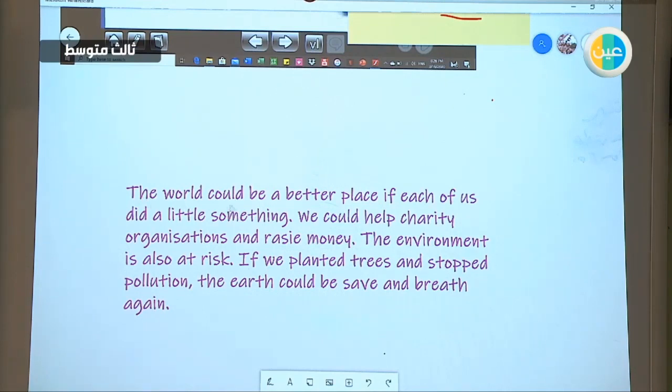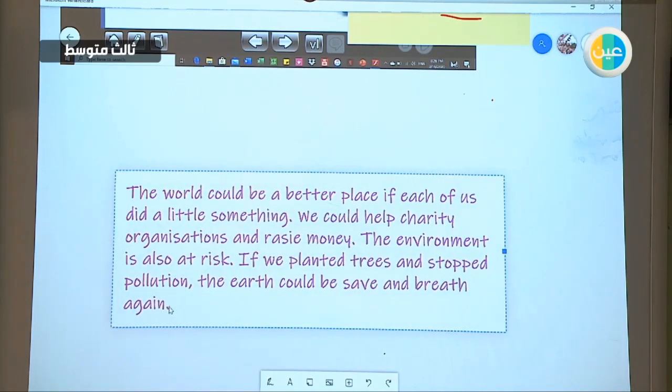The world could be a better place if each of us did a little something. We could help the charity organizations and raise money. The environment is also at risk. If we planted trees and stopped pollution, the earth could be safe and breathe again. Okay? We can add one sentence more, the last one I wrote.